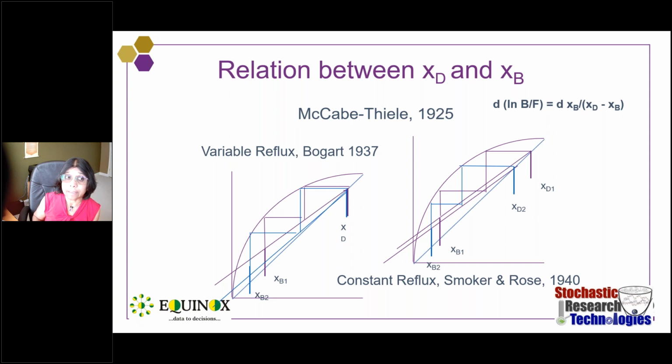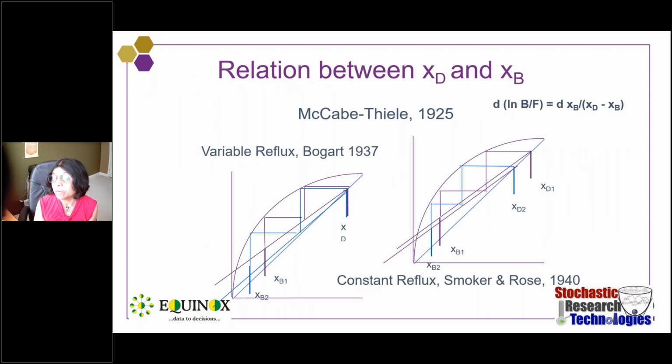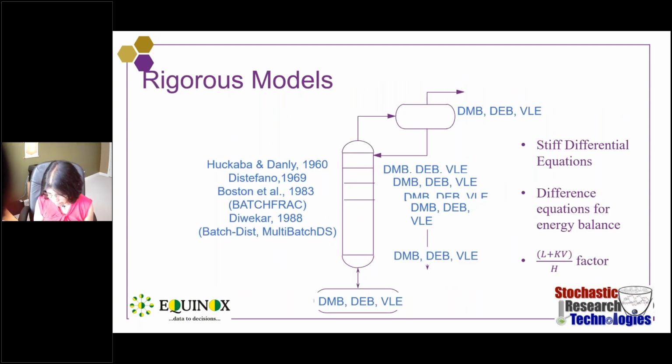What happened then is that from 1937 to 1940, people worked on variable reflux and constant reflux, but you will see that they also started working on optimal reflux. And from 1940 to 1960, people stuck to the McCabe-Thiele diagram and the Rayleigh equation.